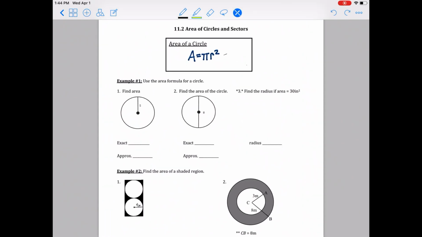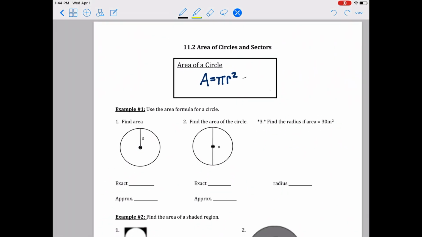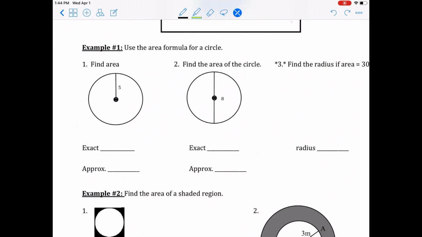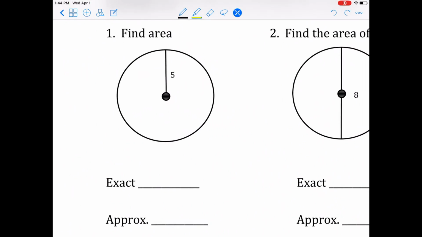So to start, we have our area of the circle, which is A is equal to pi r squared. Some of you may recognize that, and from yesterday, you learned that r is the radius. So let's practice that. When it says find the exact, let's work on number 1. So go ahead and write this down on a separate piece of paper. We have the radius of 5.